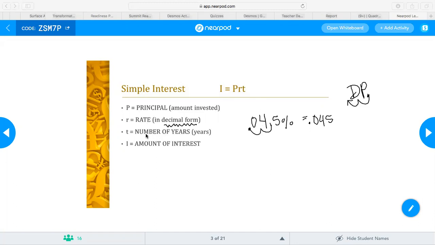T is always the number of years. So what if it gave me 24 months? What would I do with that number?